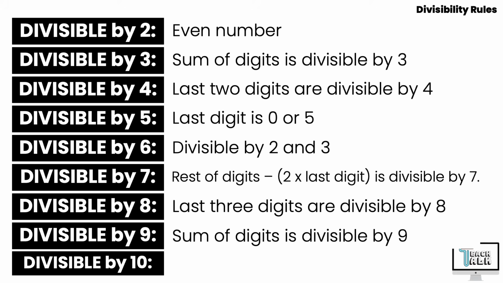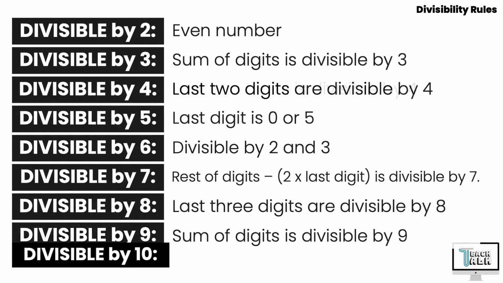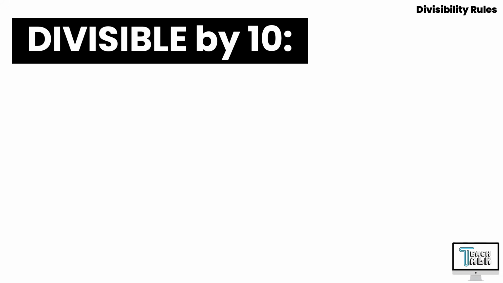Let's proceed to our last divisibility rule. We have divisible by 10. Kapag divisible by 10, madali lang siya because dapat yung last digit or nagtatapos siya sa 0. Again, kapag divisible by 10, dapat last digit is 0 or nagtatapos siya ng 0.